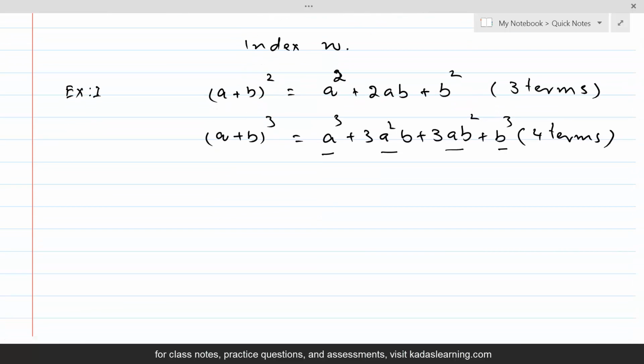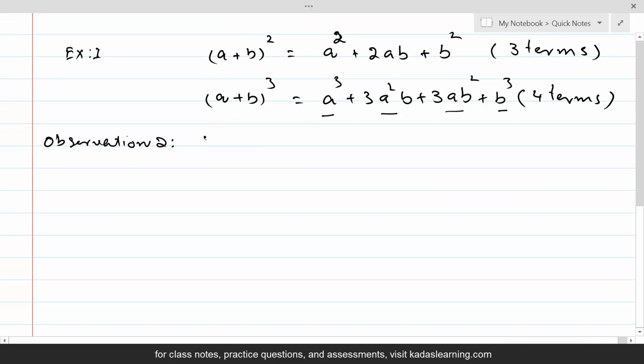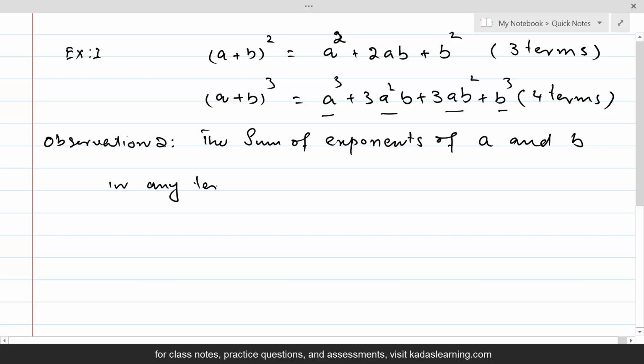And the second observation we make here, observation number 2, is that the sum of exponents of a and b in any term in the expansion is always equal to the index n.